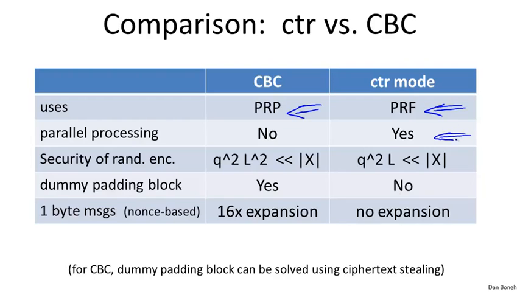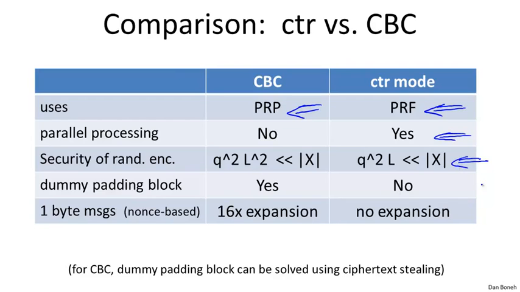Counter mode, as we said, is actually parallel, whereas CBC is a very sequential process. We said that counter mode is more secure. The security bounds, the error terms, are better for counter mode than they are for CBC, and as a result you can use a key to encrypt more blocks in counter mode than you could with CBC.